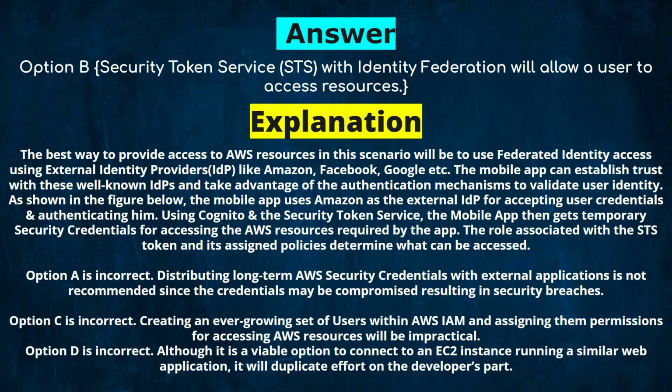Option A is incorrect. Distributing long-term AWS security credentials with external applications is not recommended, since the credentials may be compromised, resulting in security breaches. Option C is incorrect. Creating an ever-growing set of users within AWS IAM and assigning them permissions for accessing AWS resources will be impractical. Option D is incorrect, although it is a viable option to connect to an EC2 instance running a similar web application. It will duplicate effort on the developer's part.